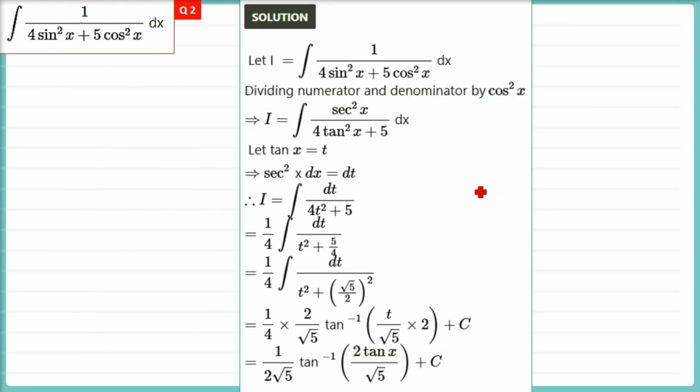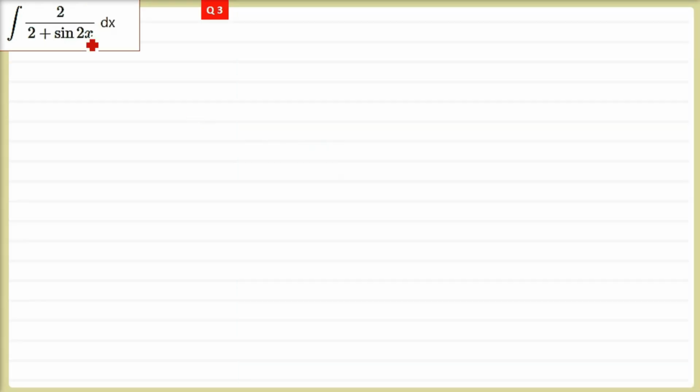Now how are you going to do this? All this has to be written, because knowing a question is something different and showing that you know it is different. That's how you get the marks. Alright. Okay, 2 by 2 plus sin 2x.